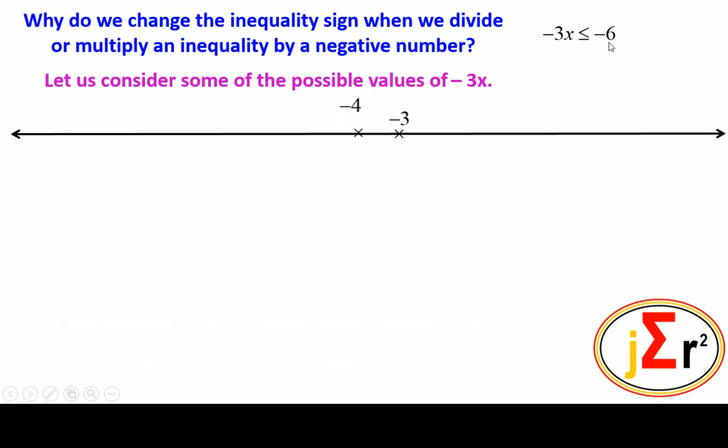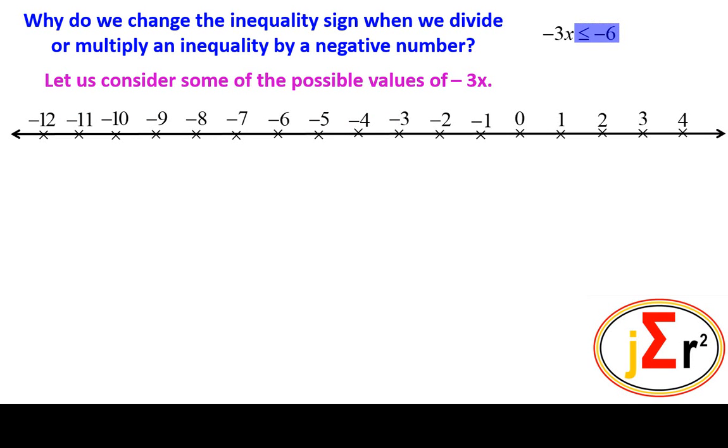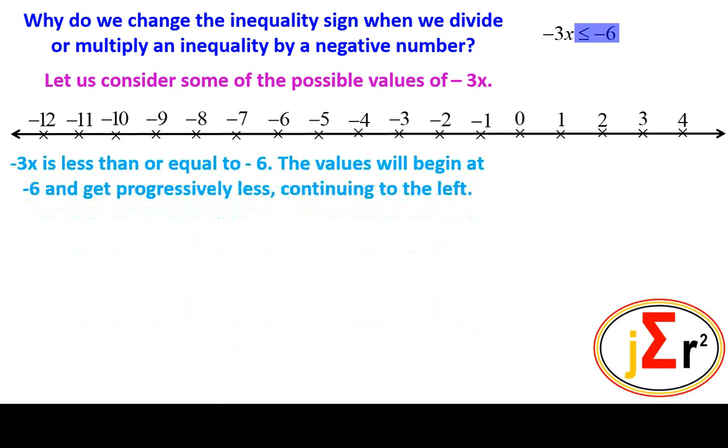Let us consider some of the possible values of negative 3x. We are not zeroing in on the possible values of negative 3x at the moment. We'll eventually do that. All that we are doing now is loading up our number line. We have there less than or equal to negative 6. Negative 3x is less than or equal to negative 6.